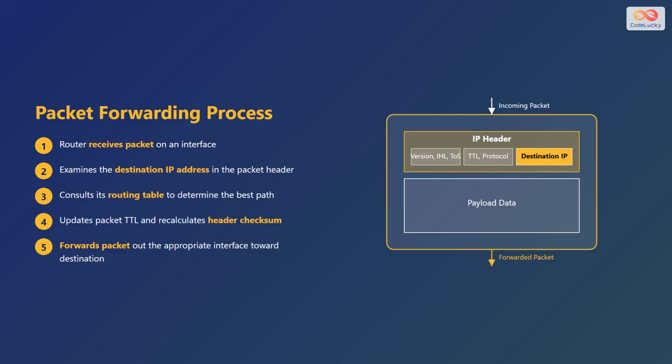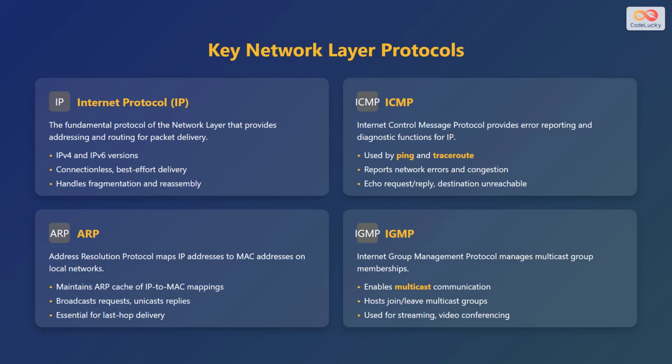The diagram on the right illustrates the structure of a packet, highlighting the Internet Protocol header and payload data. Here are some key network layer protocols. First, we have the Internet Protocol, or IP, which is the fundamental protocol of the network layer that provides addressing and routing for packet delivery. It has Internet Protocol version 4 and Internet Protocol version 6 versions, is connectionless and offers best effort delivery, and handles fragmentation and reassembly.